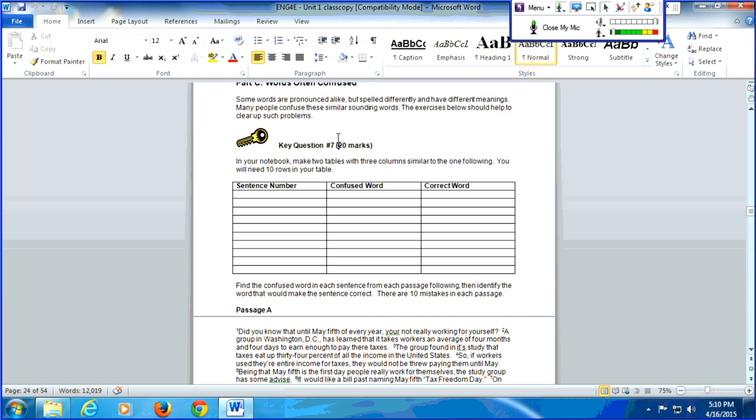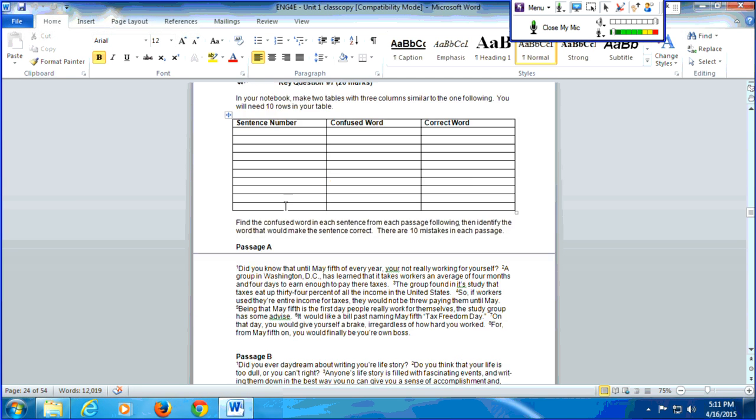Now, lesson 3 is the beginning of our novel study. We'll talk more about that in probably about 20 minutes, when we get there. So you want to copy out this chart at the bottom of page 24, and then find the confused word and correct it. We're going to do part A as our example, and then look at passage B on your own.